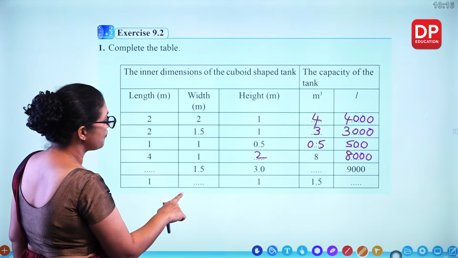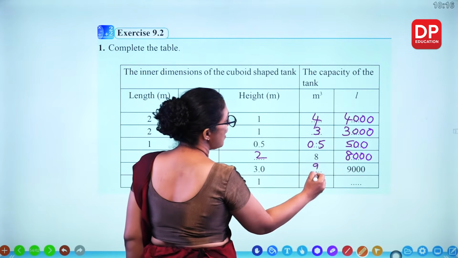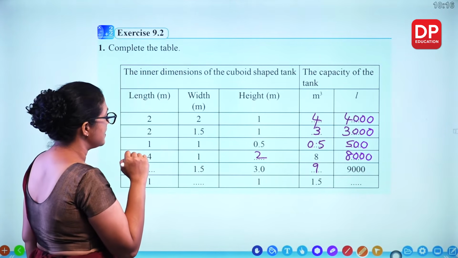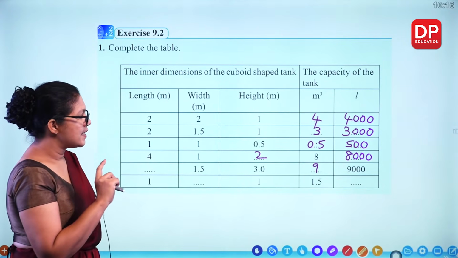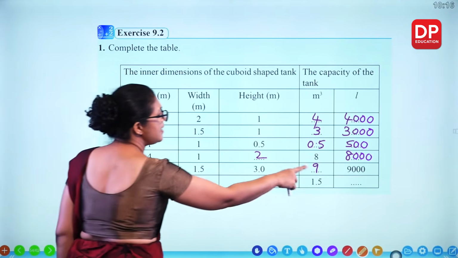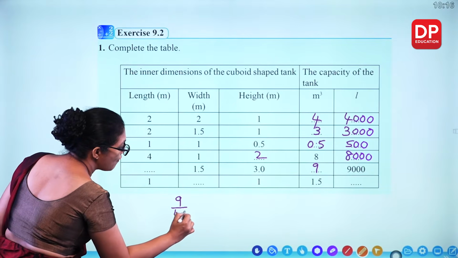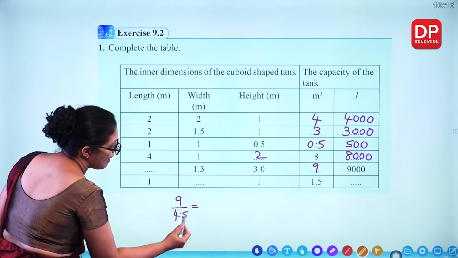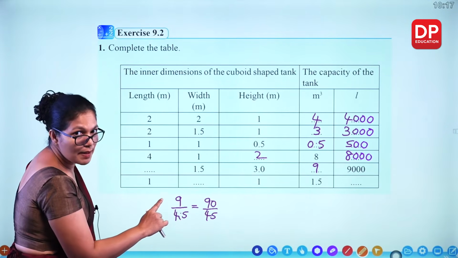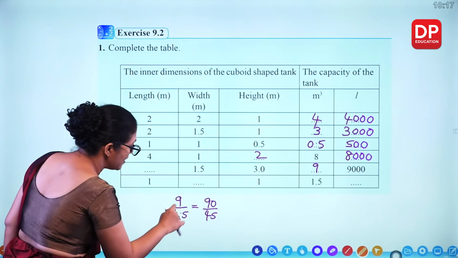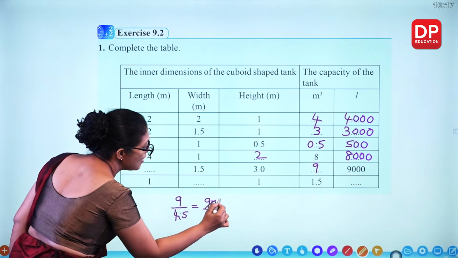This one, 9000 liters given. So what's the answer here? Divide by 1000, that's 9 cubic meters. 3 times 1.5 is 4.5. 9 divided by 4.5 is same as 90 divided by 45. So you need to get rid of this decimal place by multiplying this by 10. So you do the same thing in the numerator. So 90 divided by 45, you get 2.